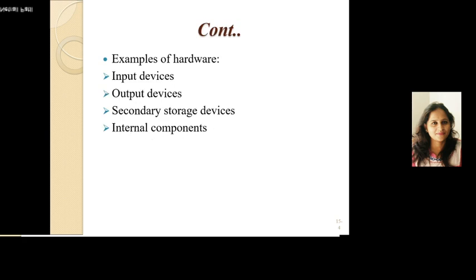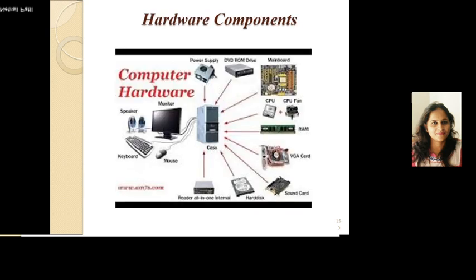These are the examples of hardware: input devices, output devices, secondary storage devices and internal components. See the diagram for hardware components. It includes keyboard, mouse, speakers, power supply, DVD, mainboard, CPU, RAM, sound card, hard disk. These are the hardware components.